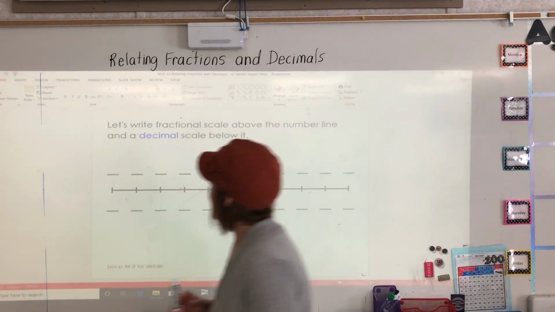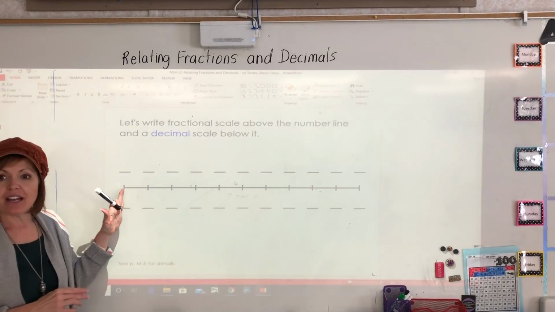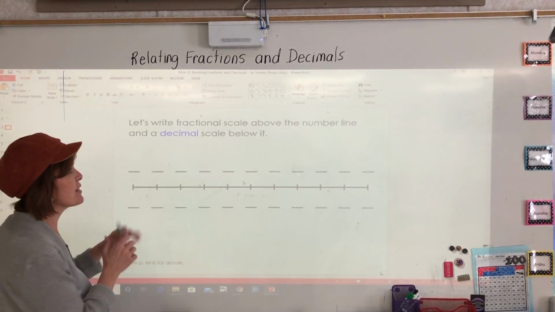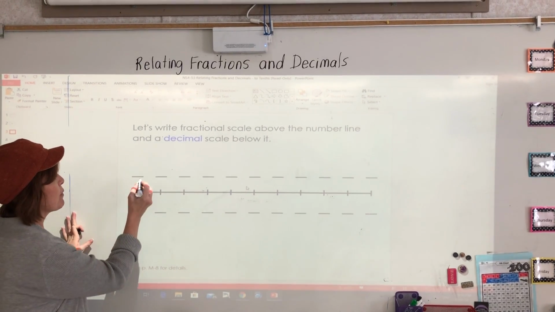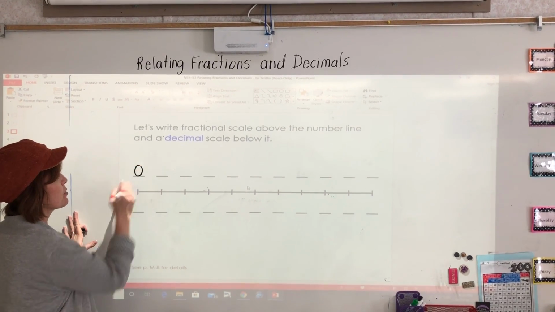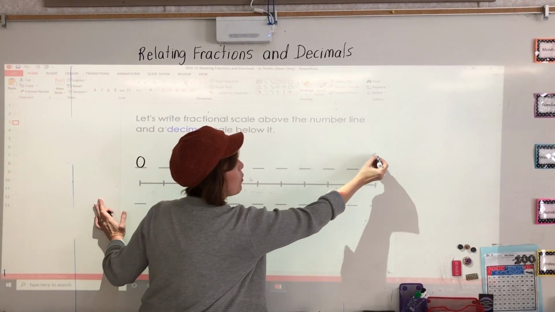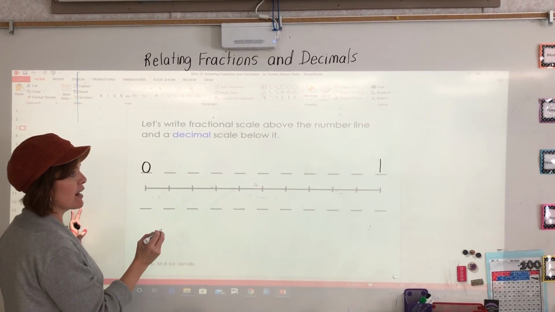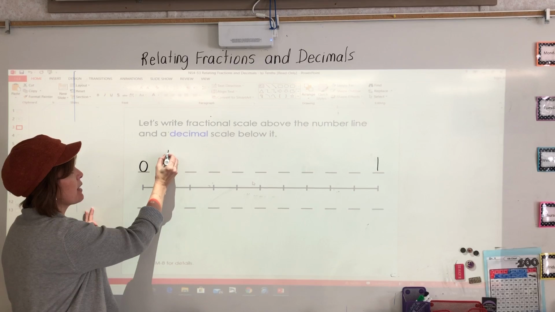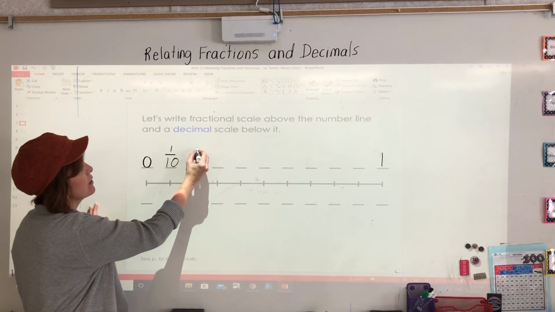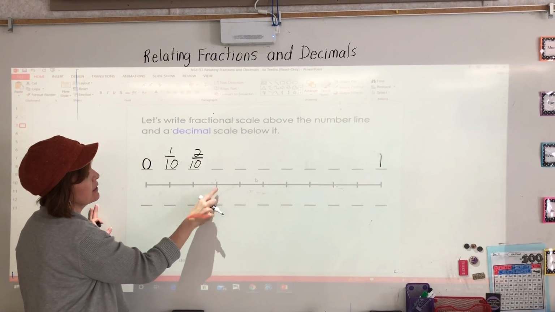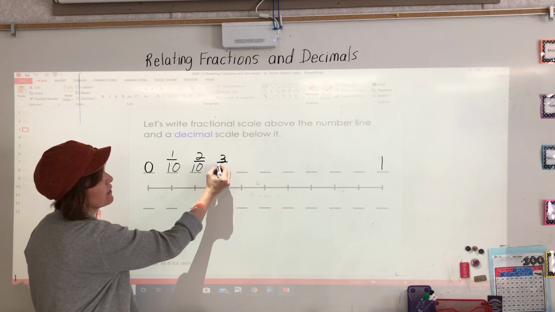All right, so what we have is a number line divided into 10 equal parts. A number line always starts with 0, and if we were writing all the way to 1 by fractional parts, we would say 1/10, 2/10. This indicates 3/10 of the line.